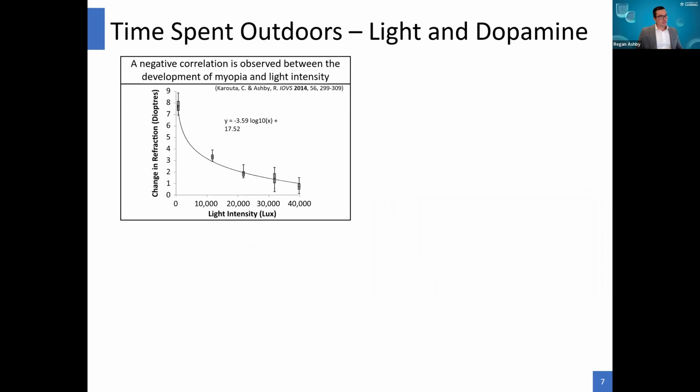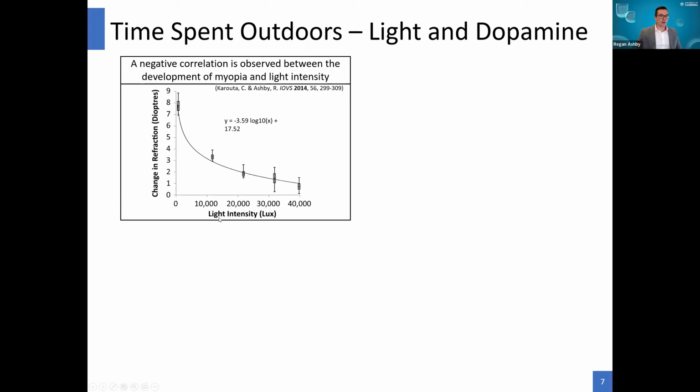The question comes, well, what is the mechanism by which time outdoors could be protective? And this is important when we start talking about the use of levodopa. And the hypothesis has been from the get-go that it's most likely to do with the higher light intensities we experience outdoors and that light stimulating retinal dopamine release. And so I'm just going to go through some animal data here that shows how this might work.